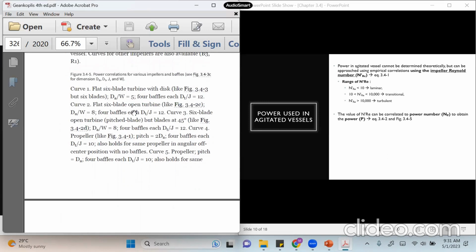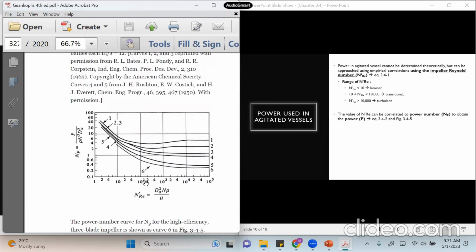Oh, sorry, I don't use the flat 6-blade turbine with this. I use the flat 6-blade turbine with this geometry, dT over J 1/12, dA over W 1/8. So you use curve 2. When you draw a vertical line, it's only up until this, and this is the meeting point. Again, draw a horizontal line up until it crosses the y-axis, then you know that.